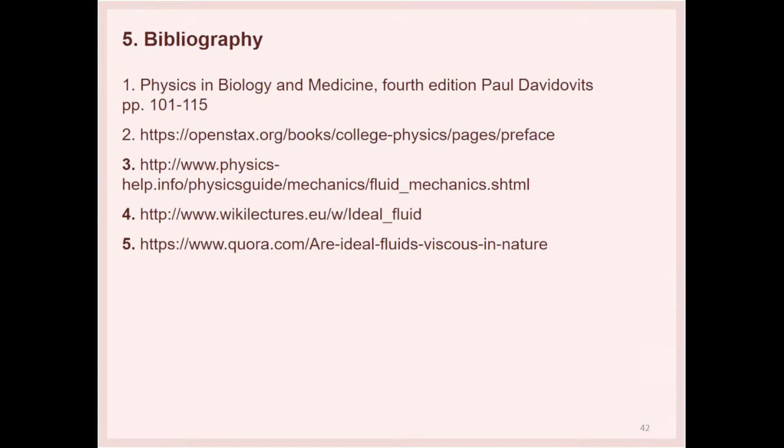And finally, this is the list of the bibliography that can support your learning on this theme: hemodynamics, principles of quantification and diagnosis of the cardiovascular system, human cardiovascular system structures.